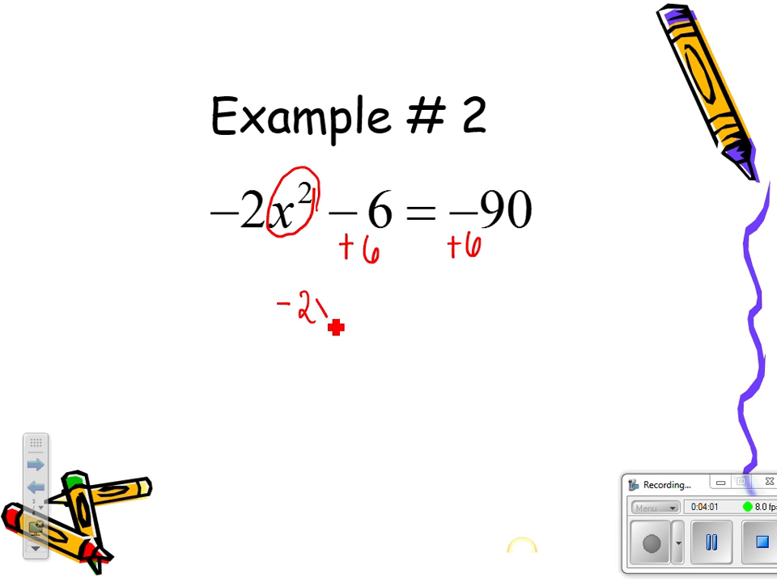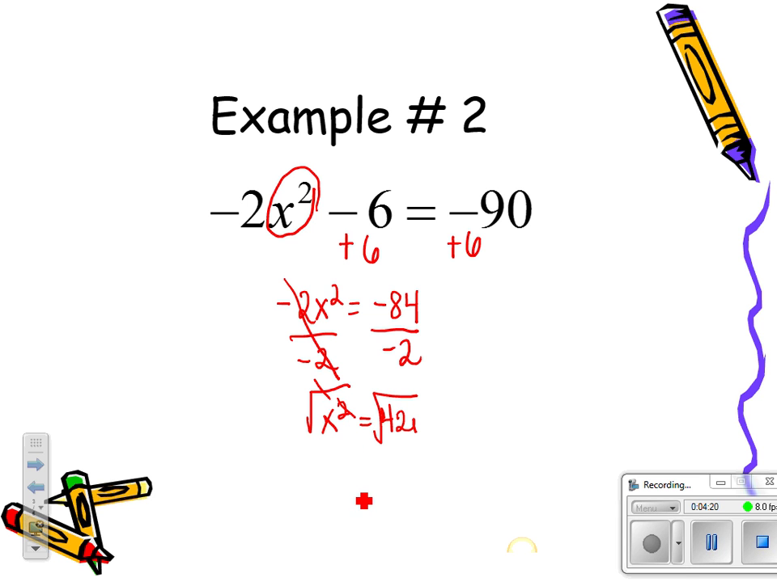I would get negative 2x squared equals negative 84. Divide by negative 2 on both sides so that my negative 2 cancels. I get x squared equals a positive 42. I square root both sides so that my square and my square root cancel. And I get x equals plus or minus the square root of 42.